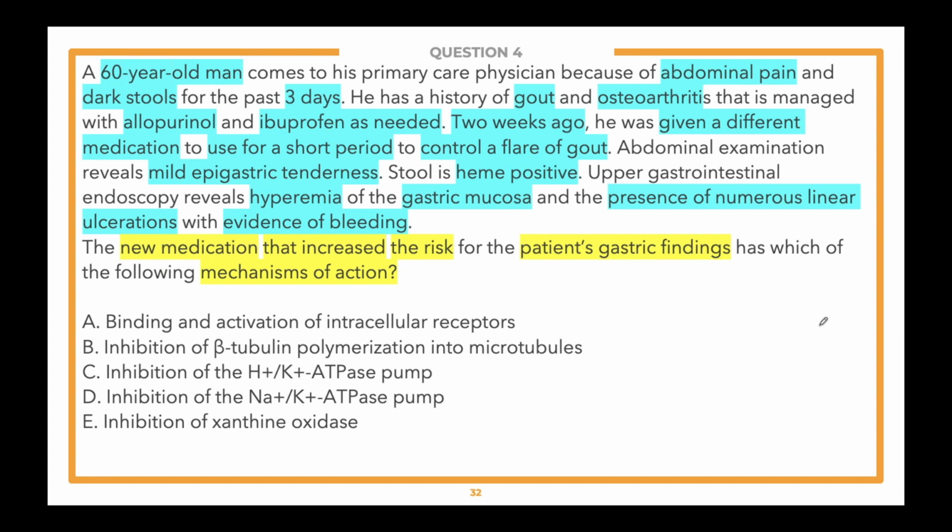So once again, we're going to go ahead and open up that poll. Go ahead and select what you think is the best answer here, and we'll talk about it in just a few seconds.